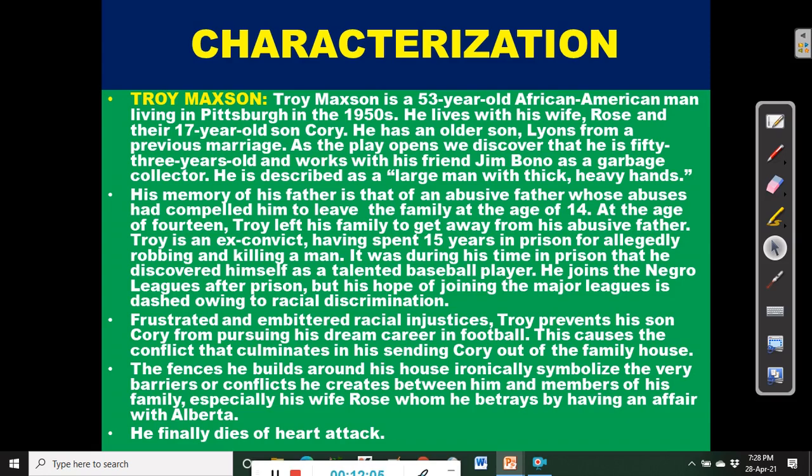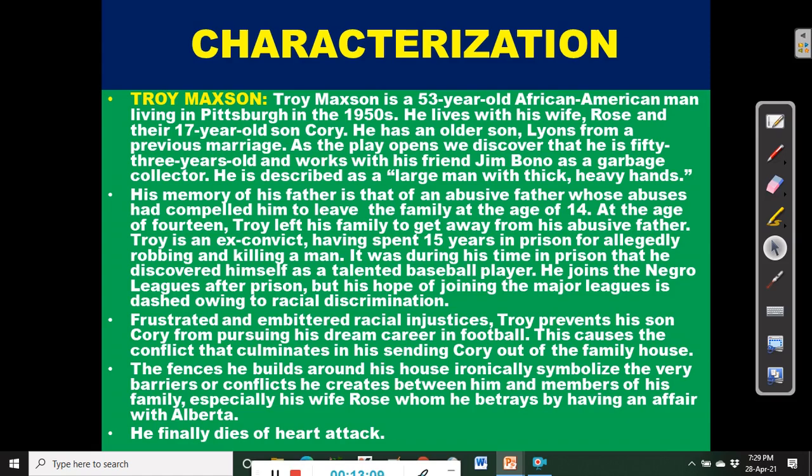Troy is an ex-convict, having spent 15 years in prison for allegedly robbing and killing a man. It was during his time in prison that he discovered himself as a talented baseball player. He joins the Negro Leagues after prison, but his hope of joining the major leagues is dashed owing to racial discrimination. Frustrated and embittered by racial injustices, Troy prevents his son Corey from pursuing his dream career in football. This causes the conflict that culminates in his sending Corey out of the family house. The fences he builds around his house ironically symbolize the very barriers of conflicts he himself creates between him and members of his family, especially his wife Rose, whom he betrays by having an affair with Alberta. He finally dies of heart attack.